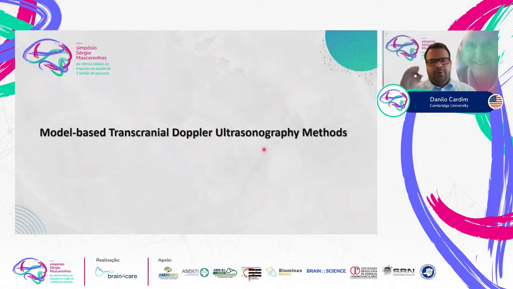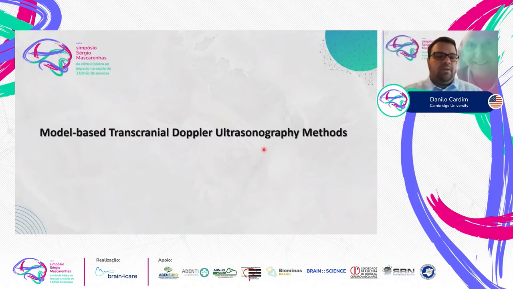And then after working with Professor Mascarenhas during my undergrad years at Federal University of São Carlos and also during my master's degree, I moved on to Cambridge, England, where Professor Marek Czosnyka, our previous speaker, was my PhD supervisor. And during my PhD, I had the opportunity to work with different methods to assess intracranial pressure non-invasively.